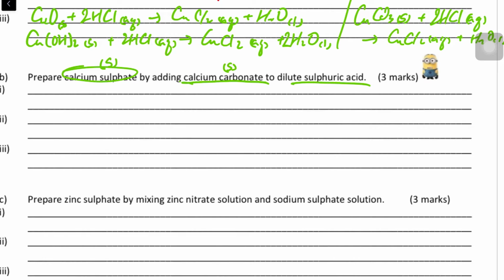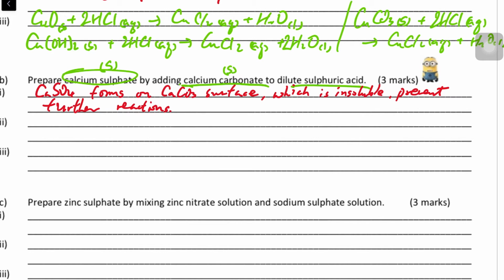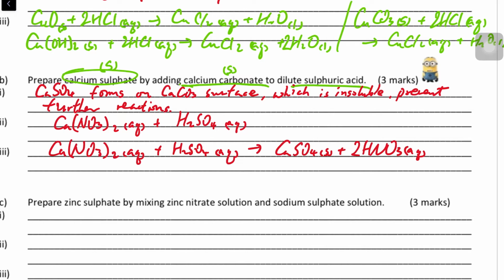Right, so let's break it down like this. What we should do is choose two aqueous reactants. Now there are plenty of choices, but I just choose one of them, which is calcium nitrate. Very good because all nitrates are soluble, and sulfuric acid. And the equation will be like this.